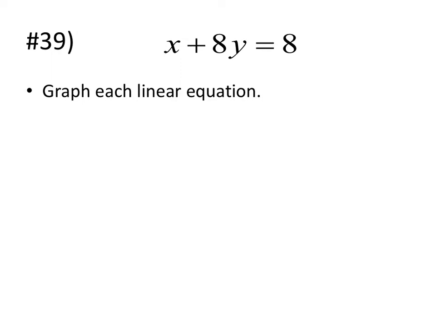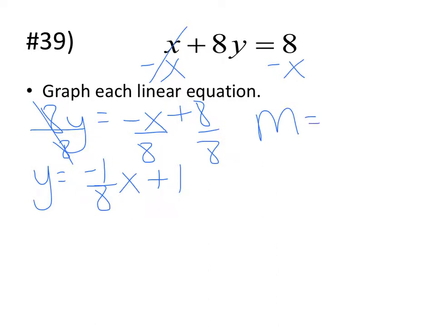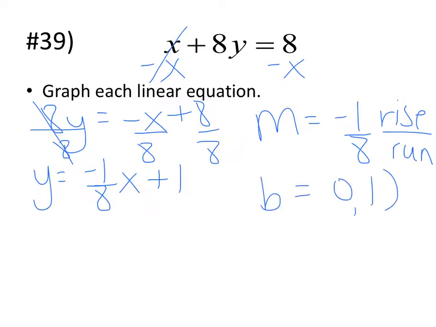Okay, so here I'm going to go back to my slope-intercept form. So I have 8y is equal to negative x plus 8. Divide each piece by 8. You get y equals negative 1/8 x plus 1. So your slope is negative 1/8, which is your rise over run. And your b is 1 with a 0 in front of it. Remember, don't forget that 0.